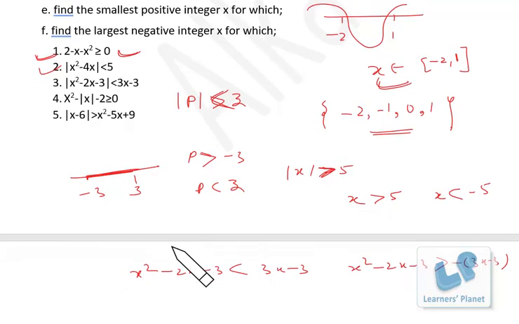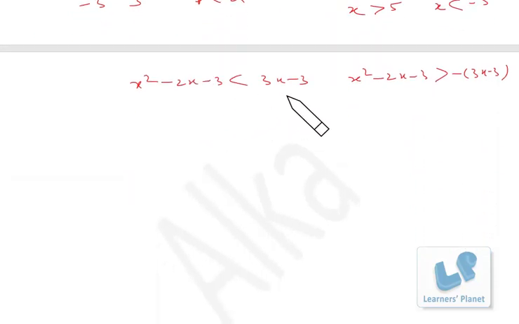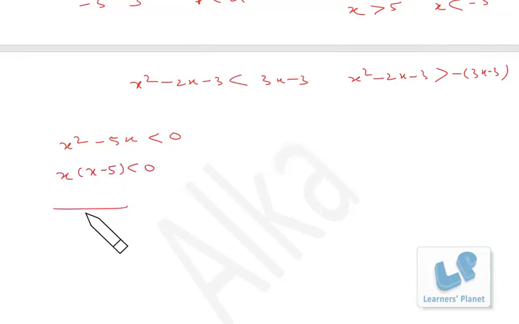Okay, so similarly, since modulus of x square minus 2x minus 3 is less than 3x minus 3, this expression should lie between minus of 3x minus 3 and positive of 3x minus 3. So we have written both of them. Now let's solve both of them. Here x square minus 2x and minus 3x, that is minus 5x, should be less than 0. You can solve it very easily. Here it is 0, here it is 5, so between 0 to 5. So here it is 1, 2, 3 and 4 integral values if you are looking at.